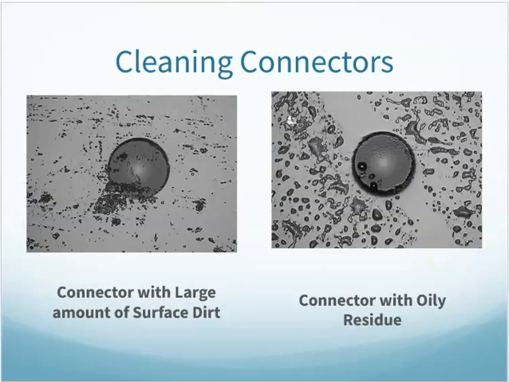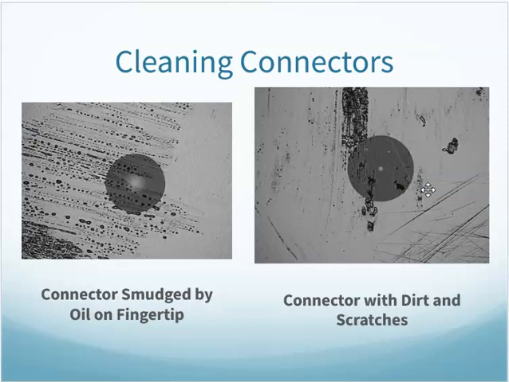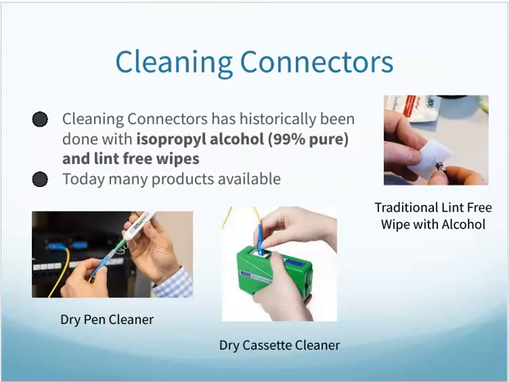The next couple slides, I have a couple pictures of close-ups to let you know. Here's what dirt looks like on the end of a connector under a microscope. Here's what oil or oily residue looks like under a microscope. Here's a smudge with your finger, so your fingertip oils, if you will. And then here is actually some scrapes and scratches across the end of the connector. That's what some of those things look like. We will see some of those up close and personal in the lab.